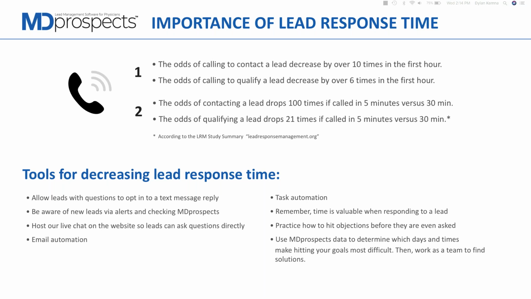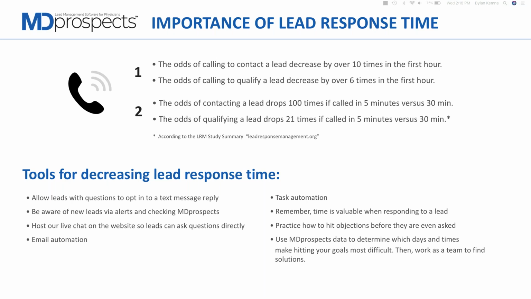Have live chat on your website, so if somebody just wants to have a conversation but isn't ready to get on the phone, that's available. Email automation, task automation. Task automation, of course, would be to remind you when to engage, and also to remember that time is valuable when responding to a lead. So the timing really matters, and you can always use your MDprospects to look at when the lead came in and when you took an action on it, and not to see that as a, oh no, we're not hitting our goals, but instead as, okay, how can we improve this response time? What are our barriers right now?